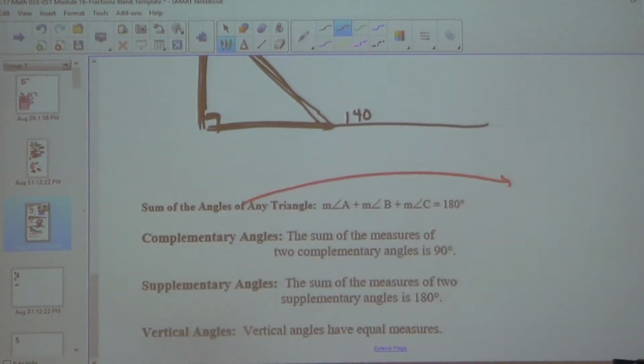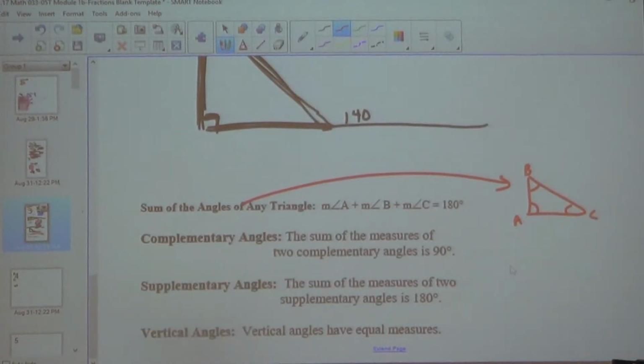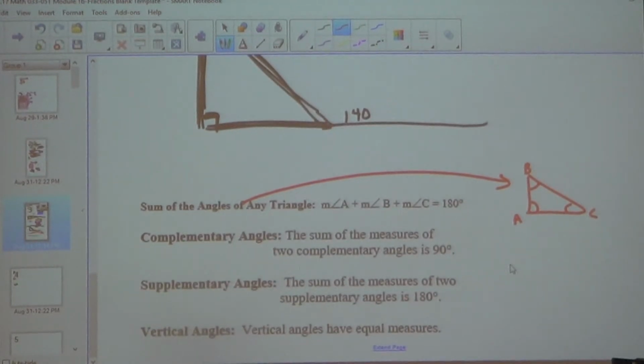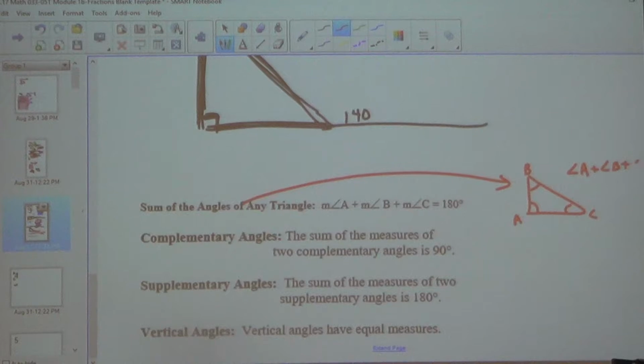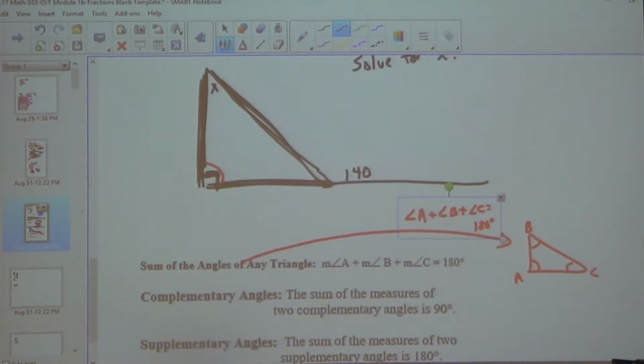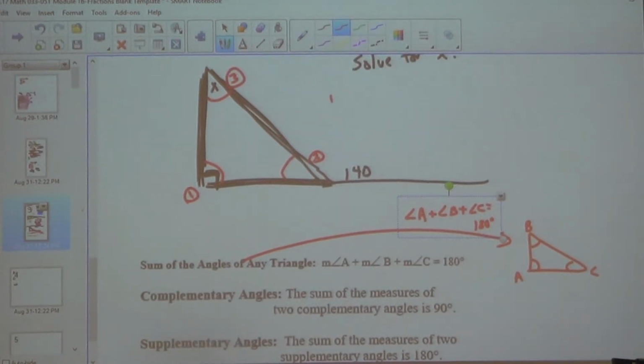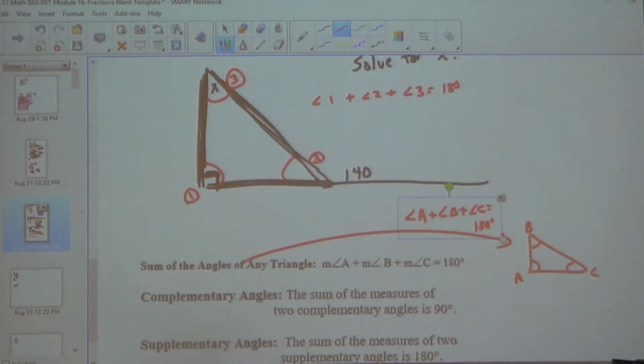This one says that any type of triangle you have, if you add up those three angles, it's always going to equal 180 degrees. So angle A plus angle B plus angle C always equals 180 degrees as long as you have a triangle. That's just a rule. Don't ask me why, just know that it happens. So for this one, if I call that 1, that 2, and that 3, angle 1 plus angle 2 plus angle 3 is going to equal 180 degrees.